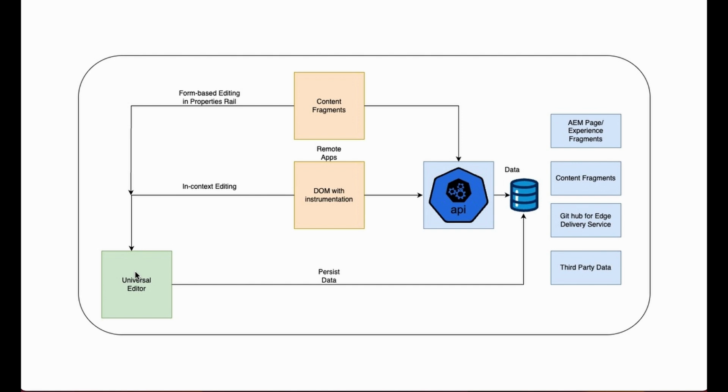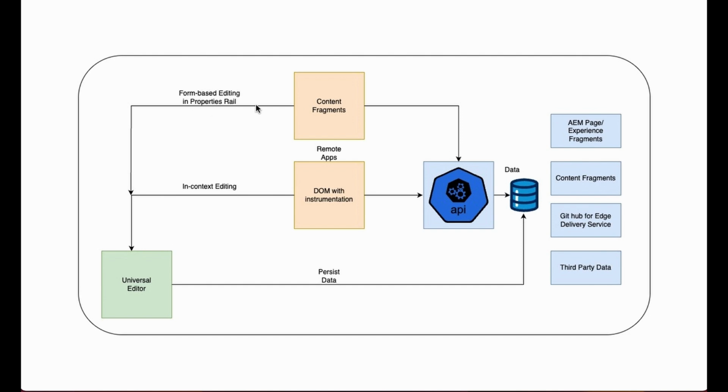In later videos, we will see how this instrumentation is done and how it helps in the editing of this content. So in terms of editing, there are basically a couple of options as to how that can be done. One, as I told you, is the in-context editing of the components on the page itself. What I mean by that is you can double click on the component and change the values on the page itself. Another option is using the form-based editing in the properties rail.